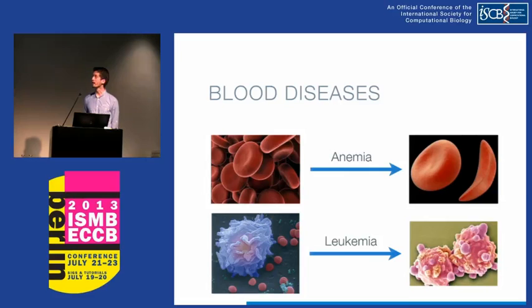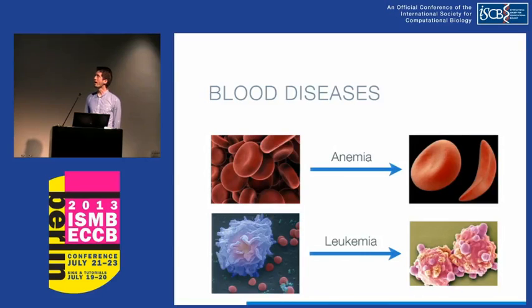For instance, you can get anemia when you cannot properly differentiate red blood cell types, or you can get leukemia when you don't manage to mature your white blood cells. So understanding how this differentiation process works is a stepping stone to cure these diseases.